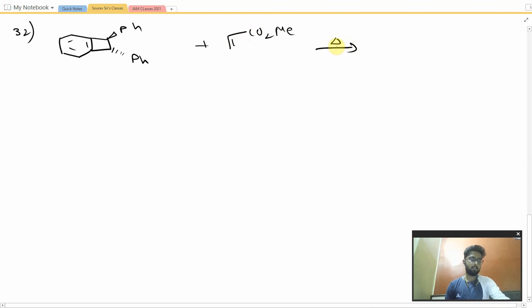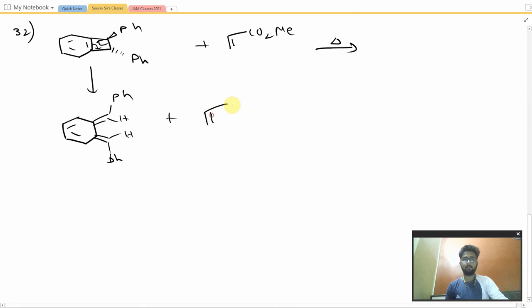Firstly, this won't react directly. Instead the ring opening would be taking place. So this bond will go over here, this bond will go over here, forming this kind of species. Obviously here one pH will be there, one H will be there, and here one pH is there and H is there, plus the double bond CO2Me will be there as it is. So Diels-Alder reaction would take place. This bond will be going over here, this bond will be going over here, and this one will be attacking, moving to the side.